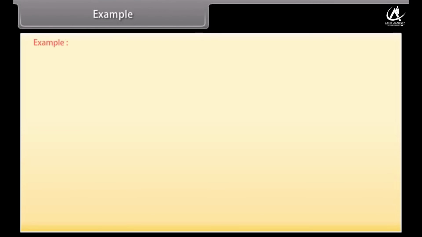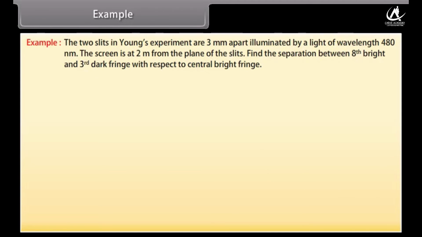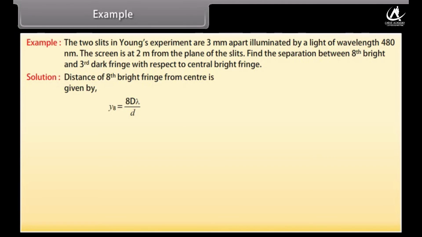Example. Let's take an example on Young's double slit experiment. The two slits in Young's experiment are 3 mm apart, illuminated by light of wavelength 480 nanometer. The screen is at 2 meters from the plane of the slits. Find the separation between the 8th bright and 3rd dark fringe with respect to the central bright fringe. Let's see the solution. Distance of the 8th bright fringe from center is given by 8 capital D lambda upon small d. Distance of the 3rd dark fringe from center is given by 5 capital D lambda upon 2 small d.